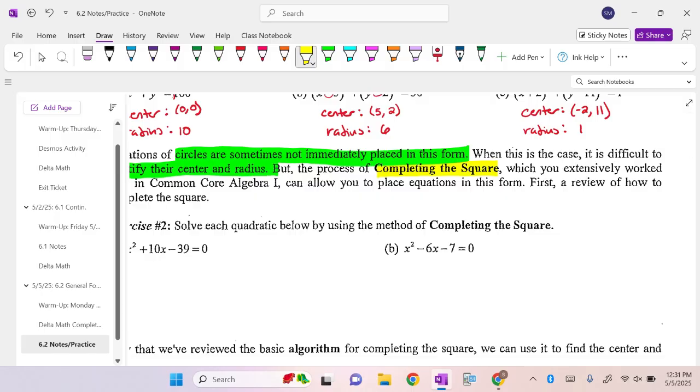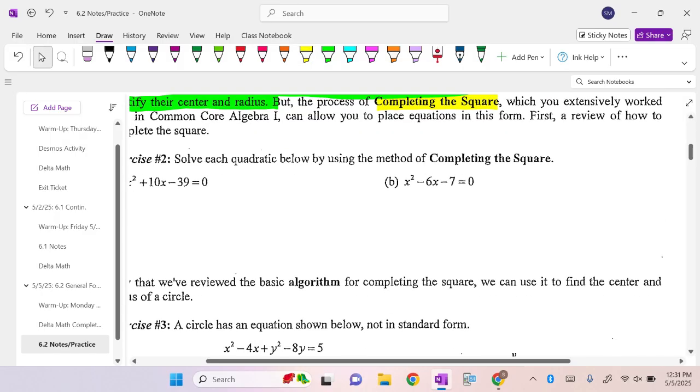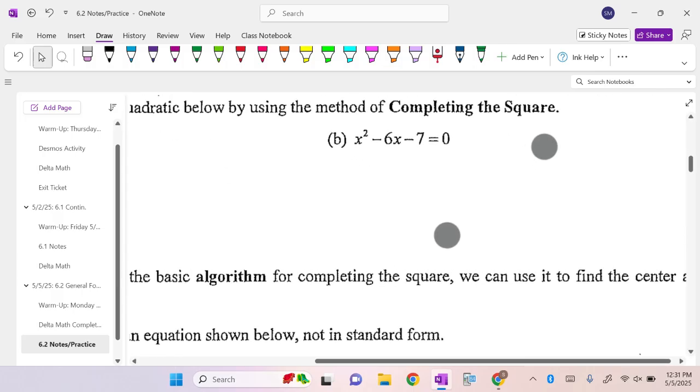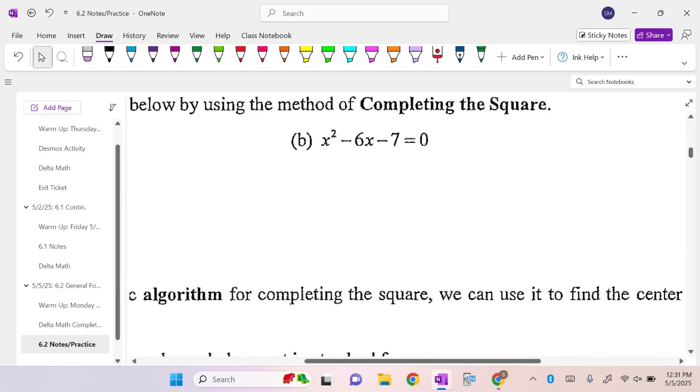Now, do you guys want me to do one of the problems for example 2, just so you have an example of completing the square in your notes? Or are you guys good? What do you guys think? I'm just going to do one of them. All right, so just for funsies, we'll do one of them. So we'll do letter B because it's smaller numbers.